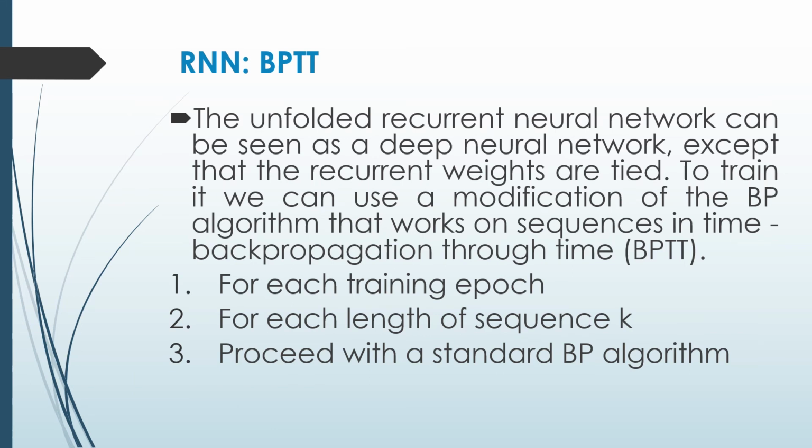The unfolded recurrent neural network can be seen as a deep neural network, except that the recurrent weights are tied. We can use a modification of the backpropagation algorithm that works on sequences in time. It is called backpropagation through time, also known as BPTT. First, for each training epoch, we start by training on shorter sequences and then train on progressively longer sequences, up to the maximum sequence length, 1, 2, 3 up to n minus 1 and n. This is the meaning of for each training epoch.